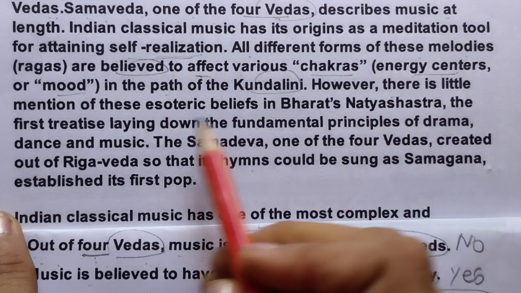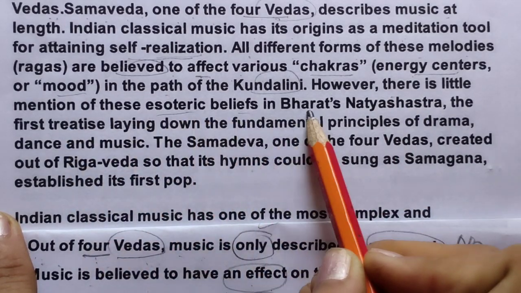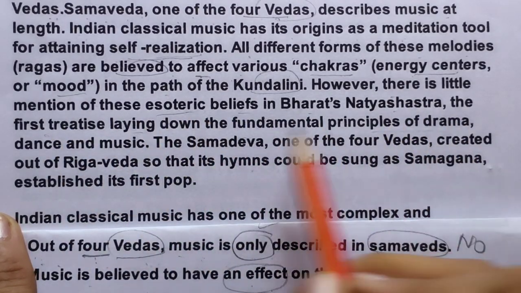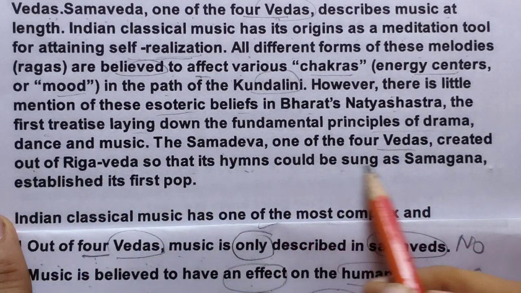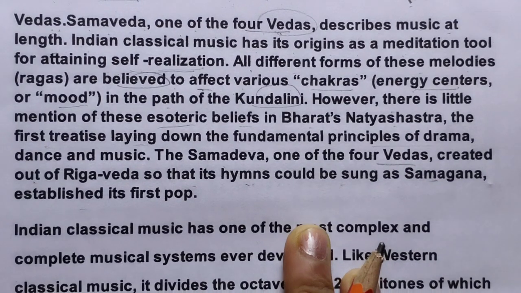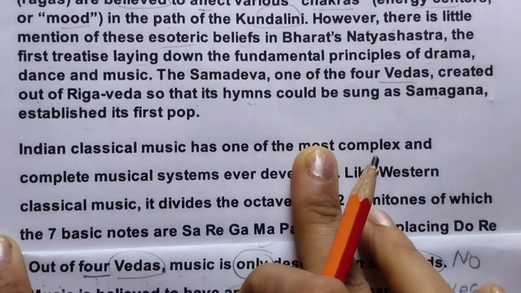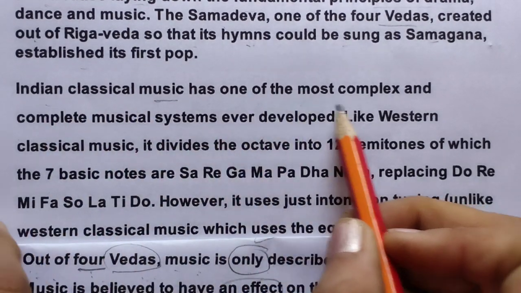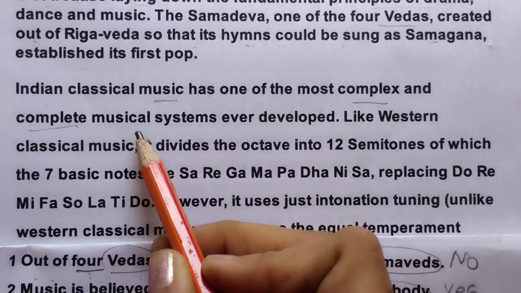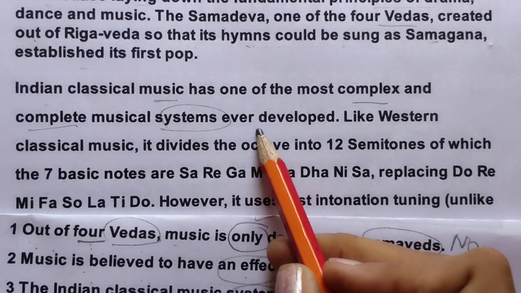Okay, however, there is little mention of this belief in Samveda, one of the four Vedas created out of hymns. Okay, nothing is there in this paragraph. See this second, first paragraph. Now coming to the next second. Indian classical music has one of the most complex and complete music systems, the word is here, ever developed.